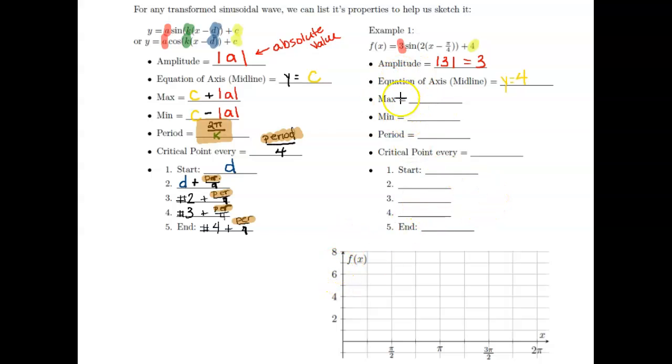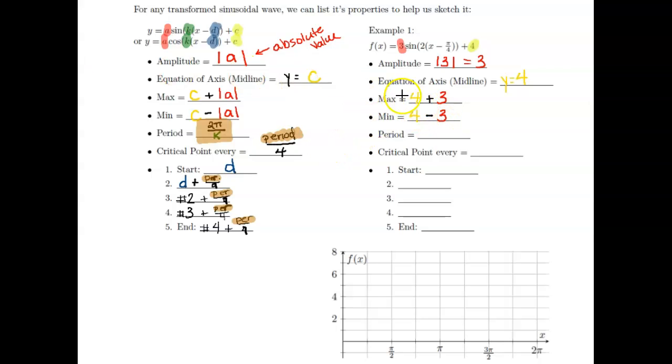Okay, now what about my maximum and my minimum? I'm going to take that 4, and to find my maximum, I'm going to add my amplitude, which is 3. And to get my minimum, I'm going to take that 4 and subtract my amplitude of 3.